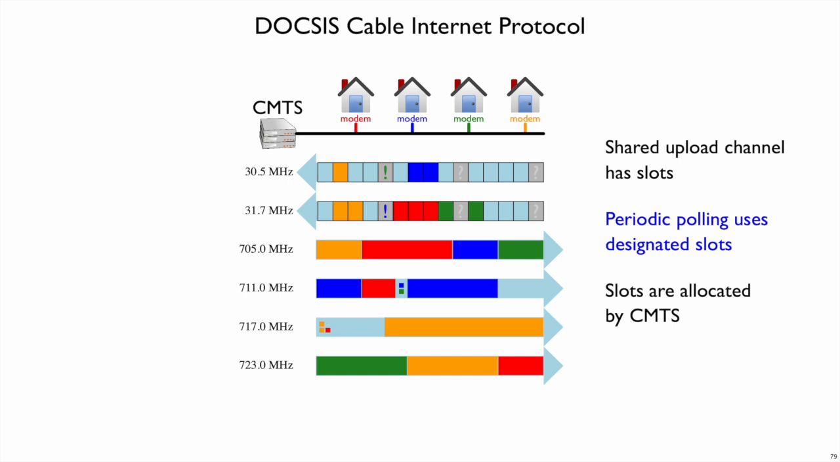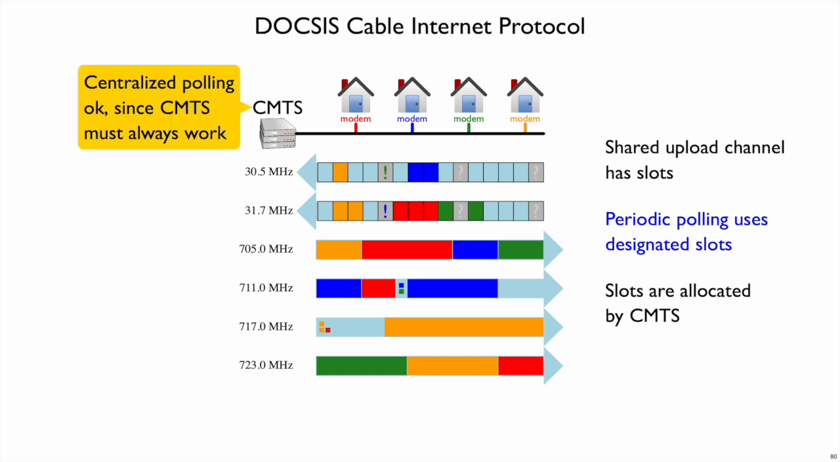Remember that one of our problems with this turn-taking polling based on a leader was that the leader always had to be up, and what happens if they go down? In the case of the cable modem, the CMTS always has to work, because if it's not running, the whole line is broken, and so it's okay to rely on this centralized scheduling by the CMTS. There's still the problem of how these gray slots get allocated, because that's where these modems are deciding that they have data to send, and the CMTS doesn't know about that.